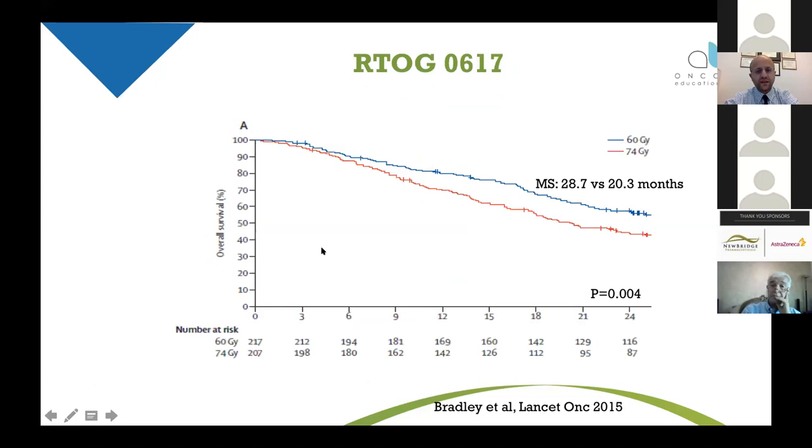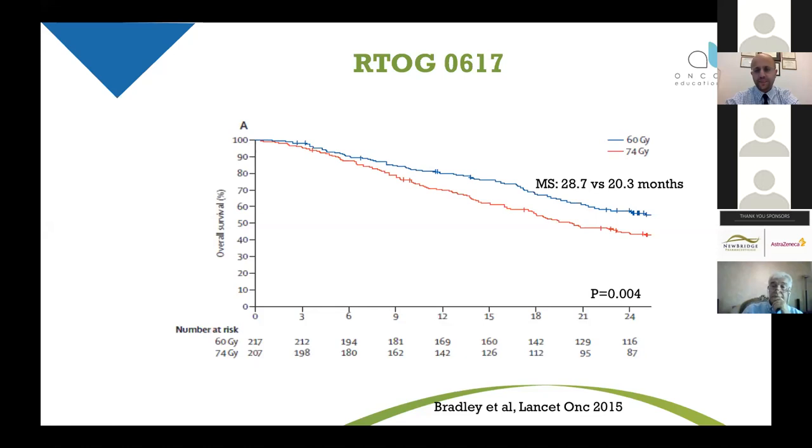Unfortunately, the results were disappointing, for increasing the dose of radiotherapy led to worse oncologic outcomes, with a median survival of 20 months versus around 29 months for the standard of care. So we still use the standard of care, which is 60 gray in 30 fractions for our patients with stage 3 non-small cell lung cancer.